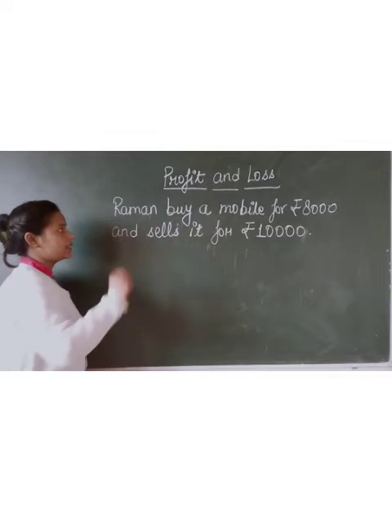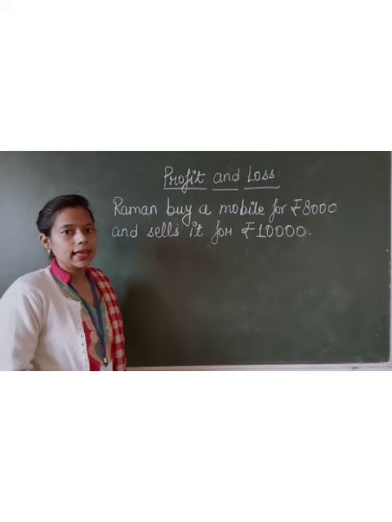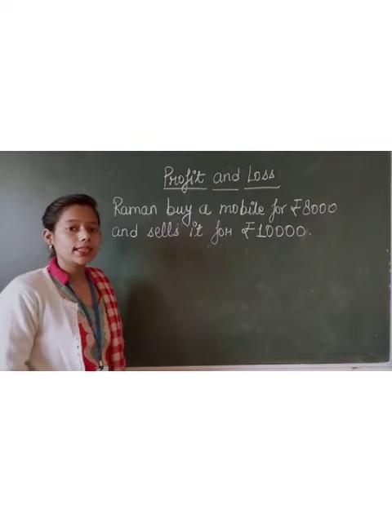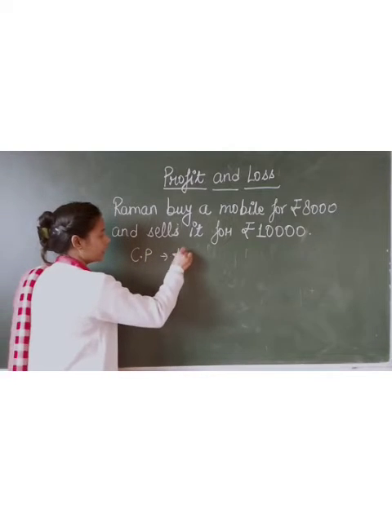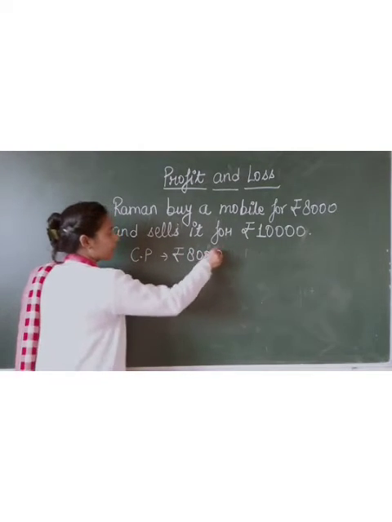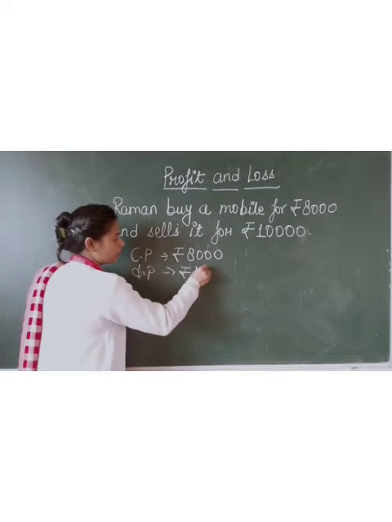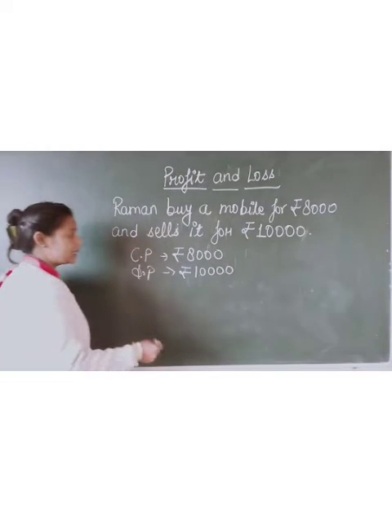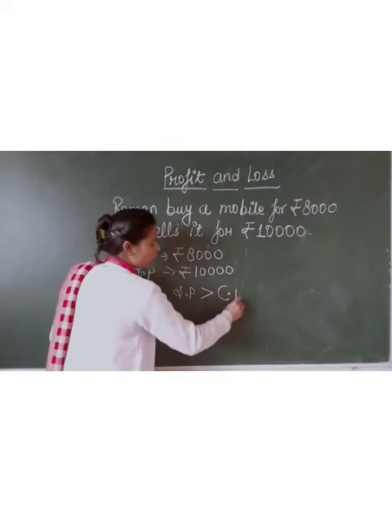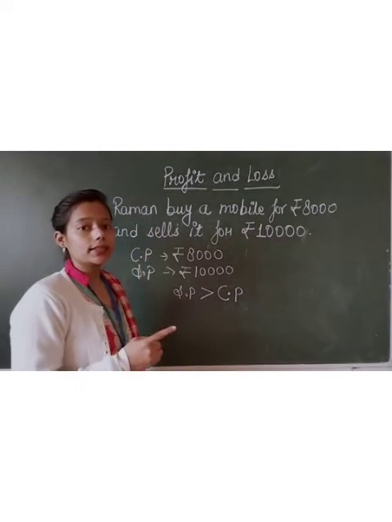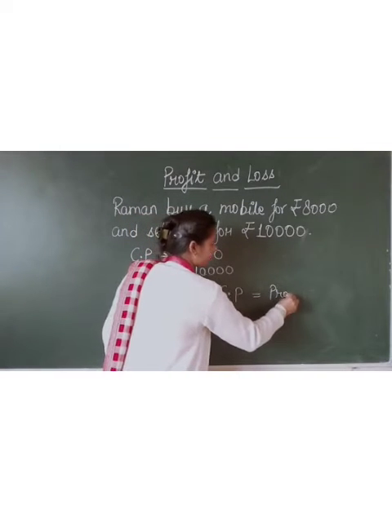Here is an example: Raman buys a mobile phone for rupees 8,000 and sells it for rupees 10,000. So class, our cost price is 8,000 rupees and our selling price of the mobile is 10,000 rupees. So class, it is the condition of selling price being greater than cost price, and when the selling price is greater than cost price, it is the condition of profit.